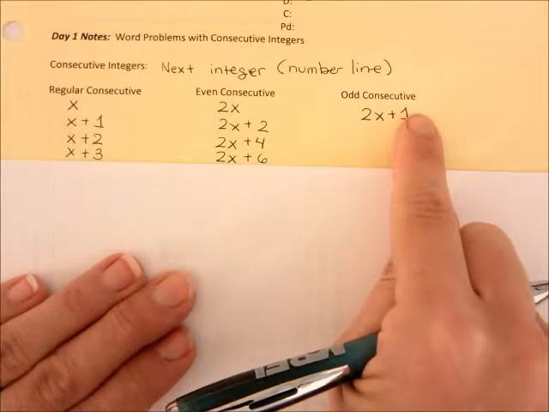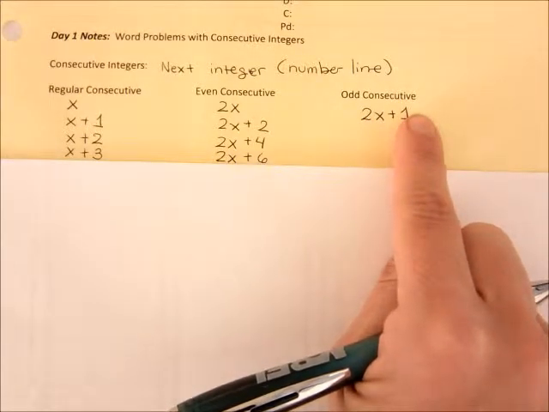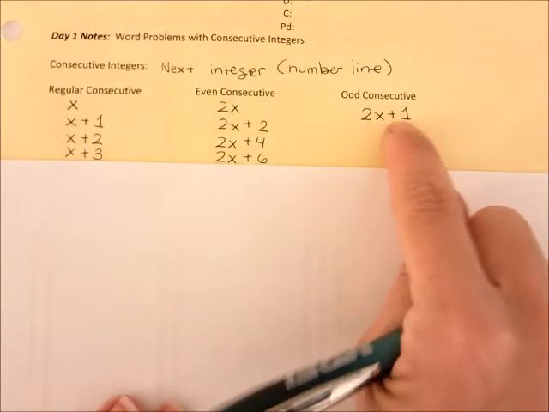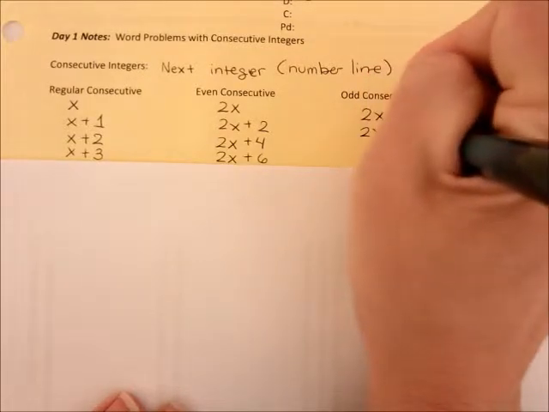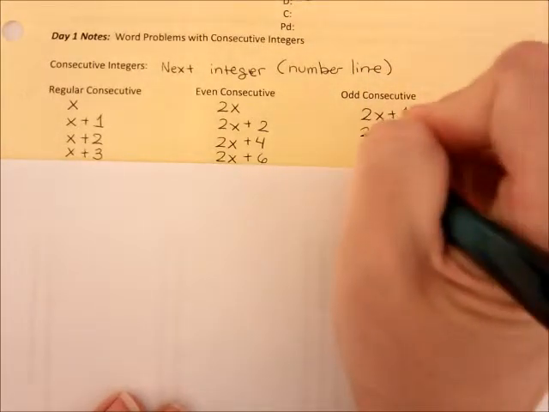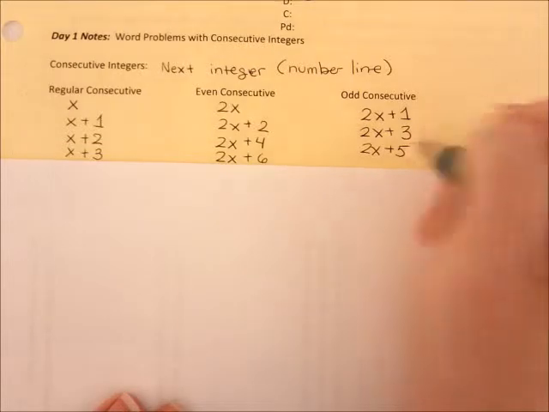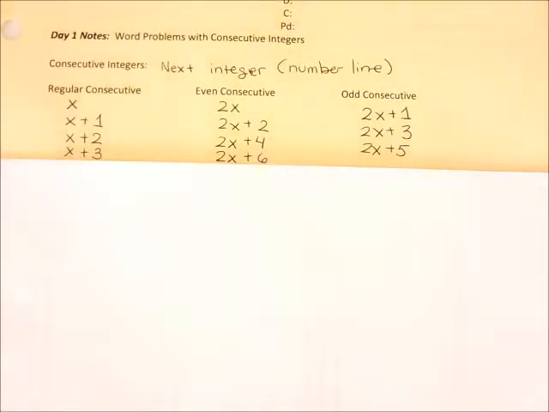Now how did you get from 5 to 7? Add 2 more. So what's adding 2 more to this number? Okay, so 2x plus 3. Add 2 more. 2x plus 5. Good. So we're going to be using these as we go throughout if we need consecutive integers.